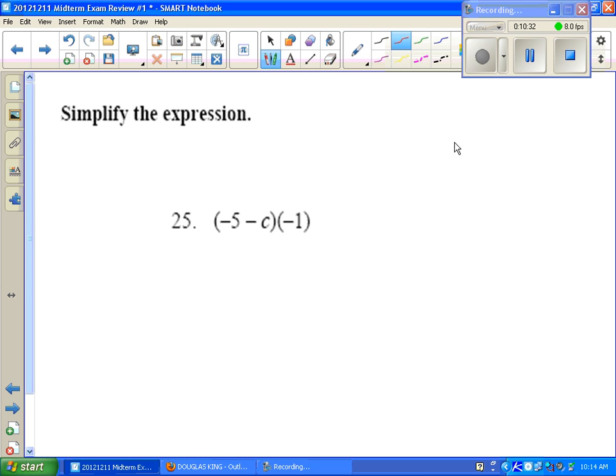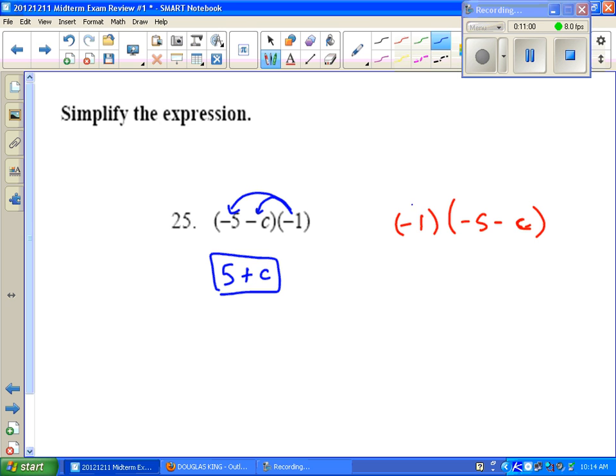This one, negative 15 minus c times negative 1. Had this said it in this order, it would be a whole lot easier for most people, but you don't treat it any differently. You still do negative 1 times both of those terms inside the parentheses since it's right next to it. So negative 1 times negative 5, a negative times a negative would be a positive, and negative 1 times negative c, again, a negative times a negative would be a positive. If you looked at it this way, you do the same thing. Negative 1 times negative 5 would be 5, and negative 1 times negative c would be plus c. Notice that's the same answer.